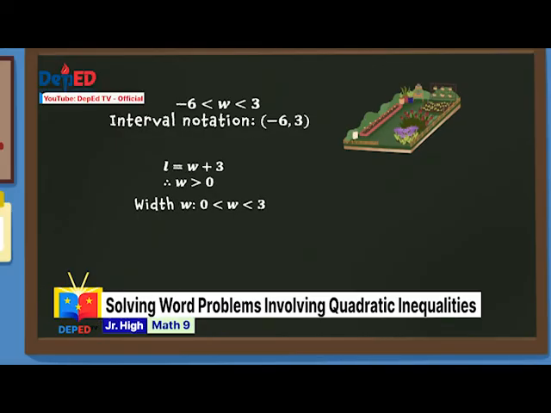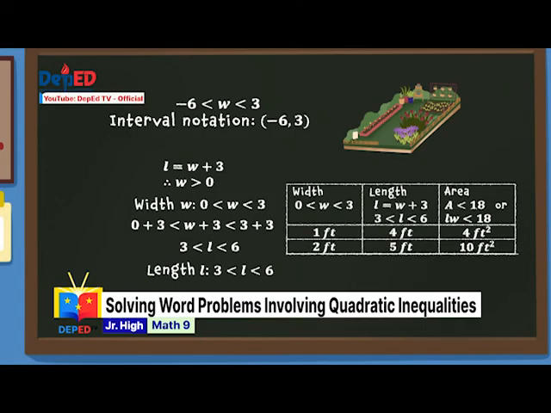Increasing all sides of the double inequality by 3, we shall obtain the range of values of the variable L, which represents the length of the garden plot. Hence, the length can be longer than 3 feet, but it must be shorter than 6 feet. Considering only the integer values of w, the table will show us the possible dimensions of the garden plot. Hence, the garden plot could be 1 foot by 4 feet or 2 feet by 5 feet.